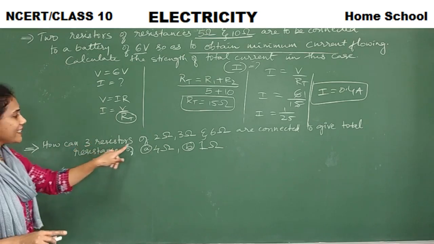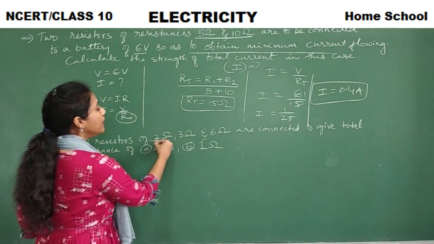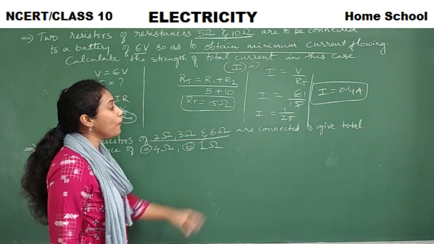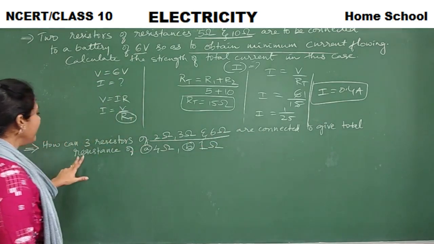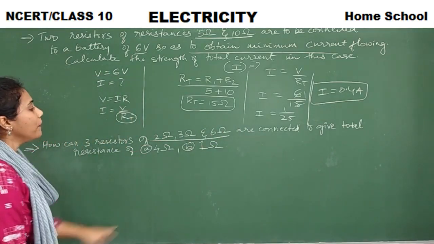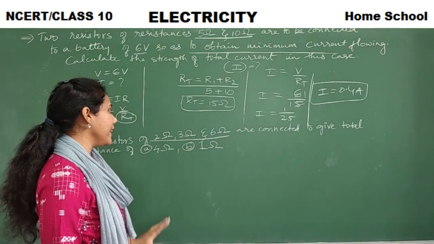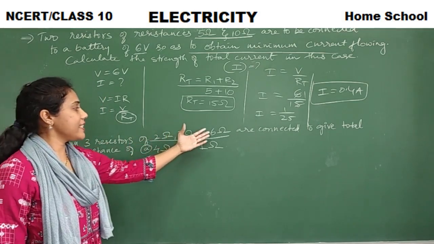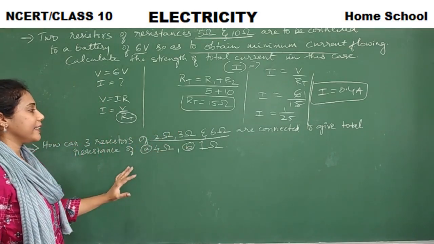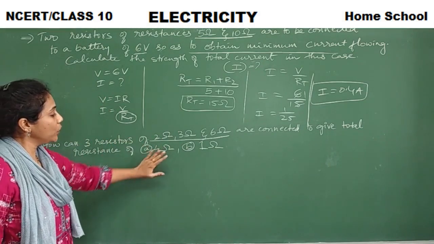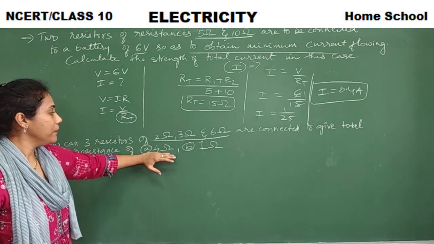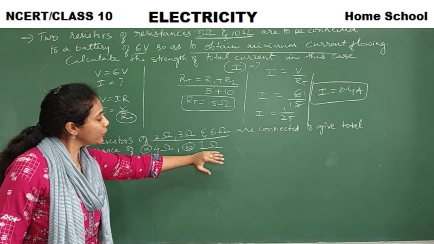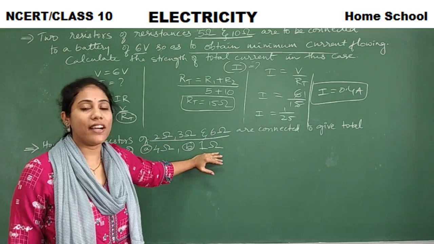How can three resistors of 2 ohm, 3 ohm and 6 ohm be connected to give a total resistance of 4 ohm and 1 ohm? So they are asking us how they are connected. There are three resistors. How are they connected to get a total resistance of 4 ohm, and also to get a total resistance of 1 ohm?